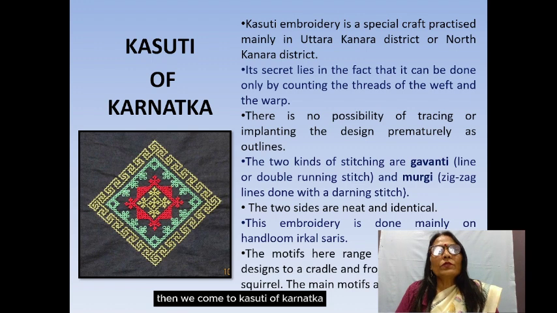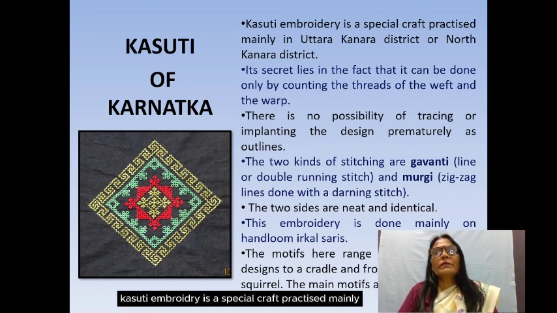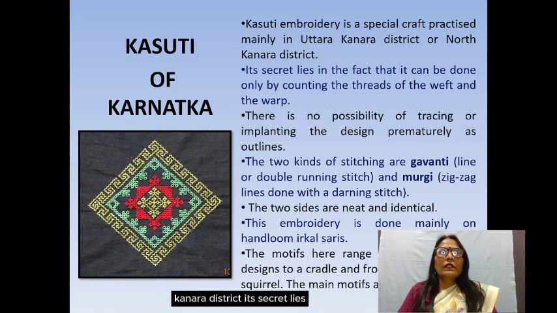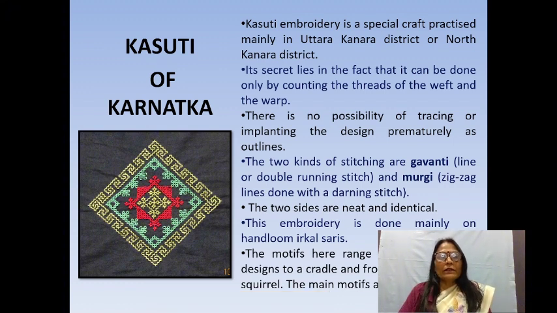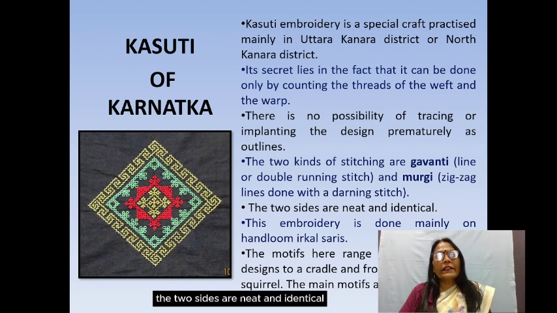Then we come to Kasuti of Karnataka. Kasuti embroidery is a special craft practiced mainly in Uttar Kannada district or North Kannada district. Its secret lies in the fact that it can be done only by counting the threads of the weft and the warp. There is no possibility of tracing or imprinting the design beforehand as outlines. The two kinds of stitches, Gavanti and Murgi, are used in this embroidery. The two sides are neat and identical.